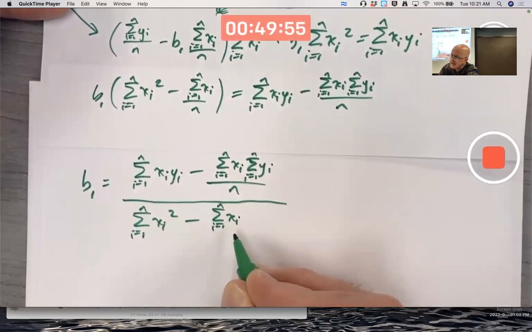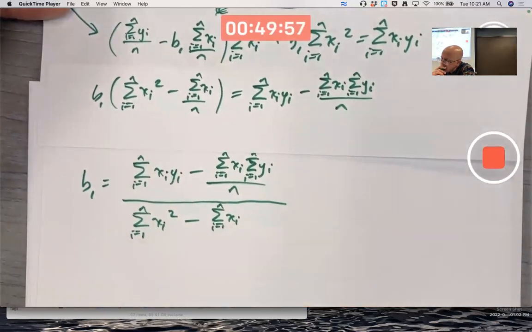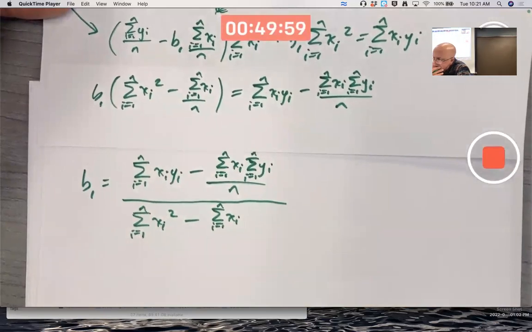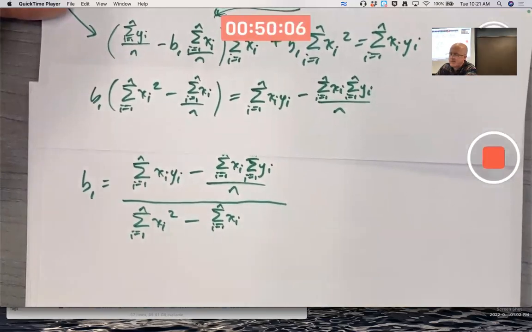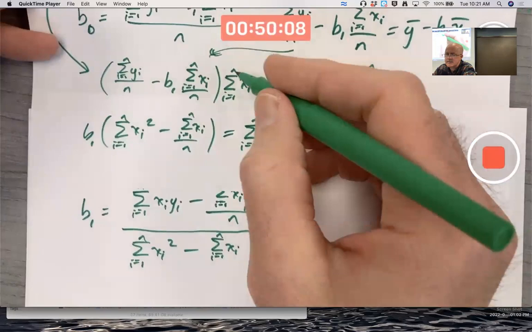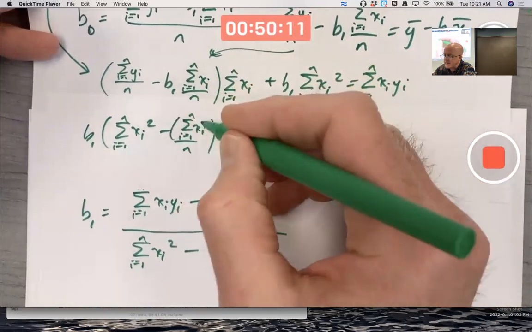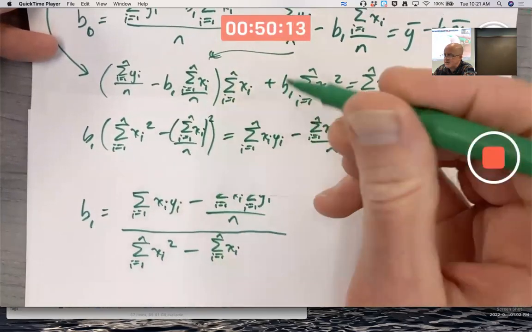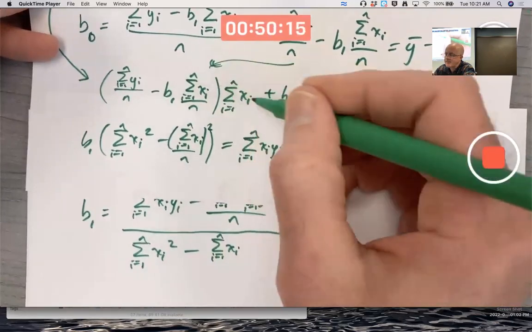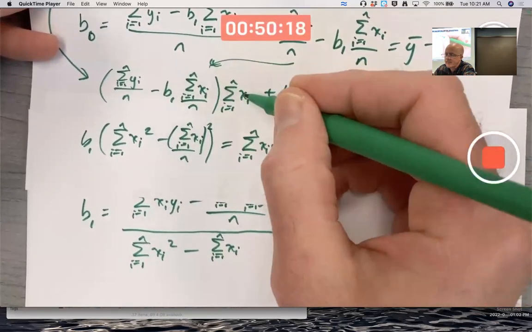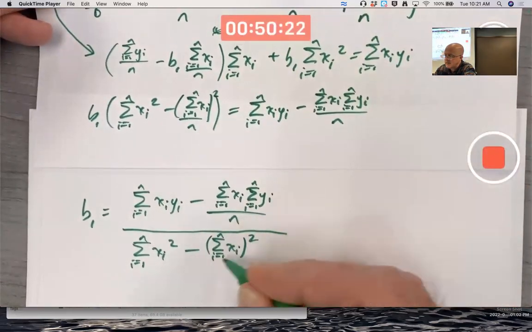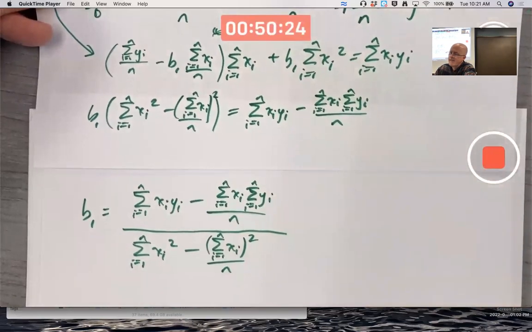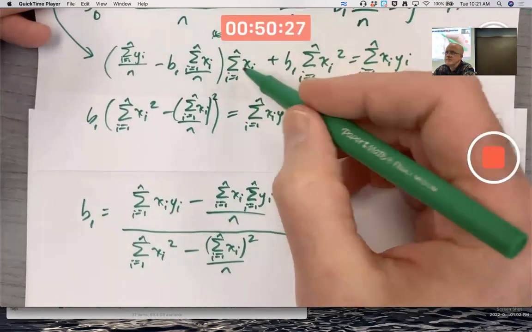I think I made a mistake here somewhere. Something's wrong. Oh, I know what I did wrong. I forgot to distribute this through up here. This should be squared here because I got to multiply these two summations, which makes this thing be squared as well. I forgot to multiply those.